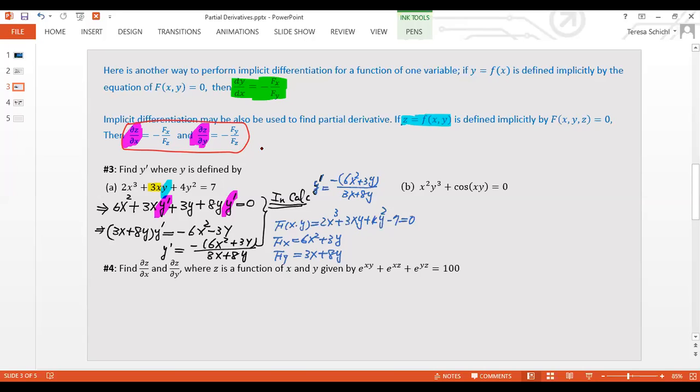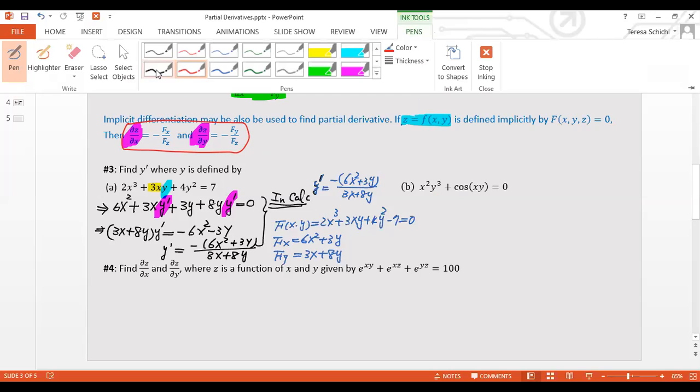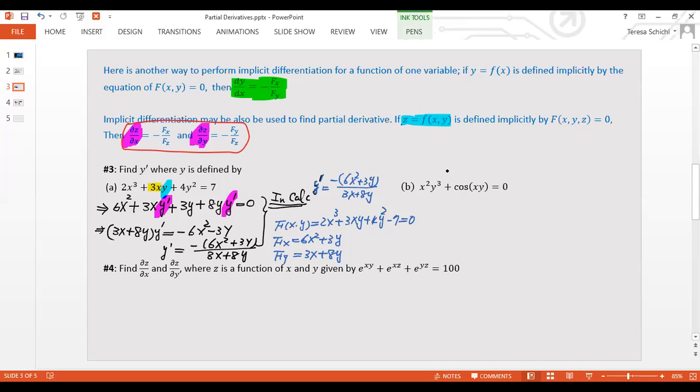Okay, so now let's take a look at part B here, right? Let's use what we just learned about the partial derivative and take a look at the implicit differentiation here, to see how easy that is. So let's say my F of x, y is here, right? It's equal to what? x squared y cubed plus cosine xy equal to 0. Okay, so now I just take the partial F of x. I don't need to worry about the product rule, those things.